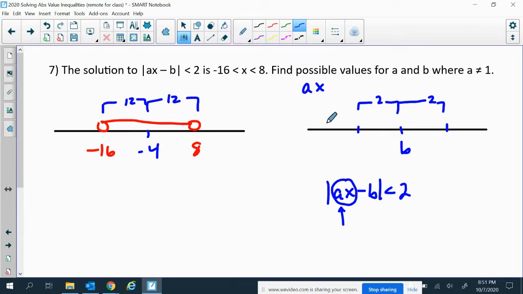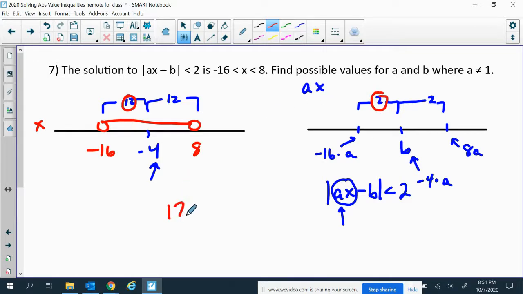So what I need is I need to match 4 up with b. And so if I'm doing that, b is really negative 4 times a. This value is negative 16 times a. And this value is 8 times a. So if I'm looking at all these things, I need to have these things all figured out. And what I know is that the distances when I'm dealing with a graph of x are 12. The distances when I'm dealing with a graph of a times x are 2.